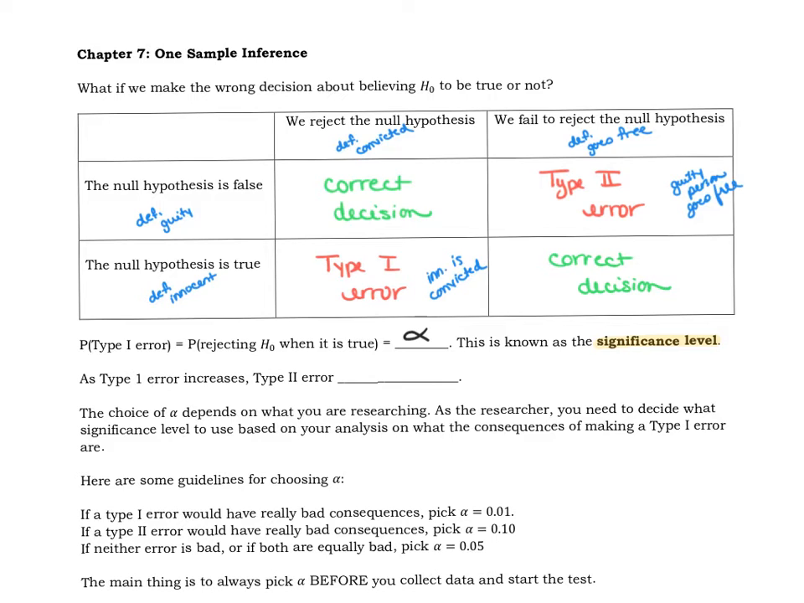And then just another kind of basic idea here. As the type 1 error increases, so as you are willing to allow the chance that an innocent person is convicted, the type 2 error, the likelihood that that guilty person goes free, that probability decreases. Okay, so as one goes up, the other goes down.